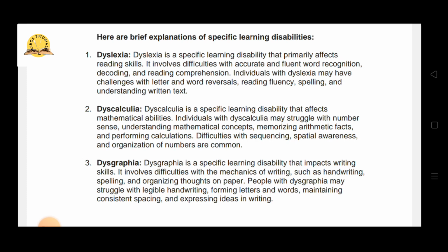By the name itself, you will understand that it is related to calculations, right? So dyscalculia is a specific learning disability that affects mathematical abilities. So where do we do calculations? We do calculations in mathematics, right? So in dyscalculia, the individual has problems with mathematical abilities. Individuals with dyscalculia may struggle with number sense, understanding mathematical concepts, memorizing arithmetic facts, and performing calculations. Difficulties with sequencing, spatial awareness, and organizing of numbers are common.